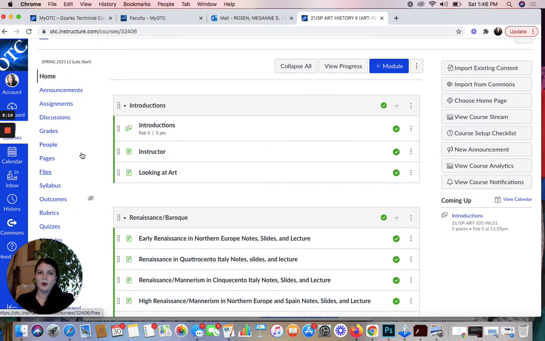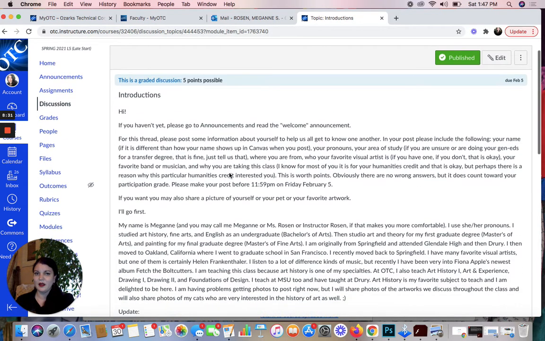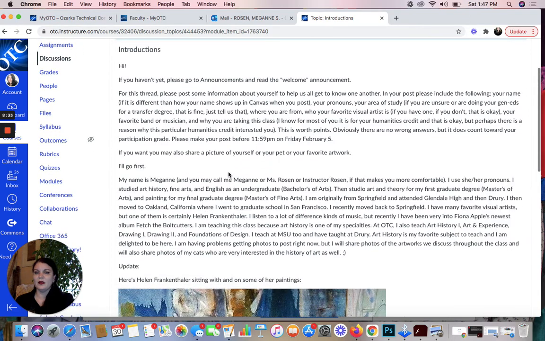Okay. So on the module page, this is how everything in the class basically is going to run. Our first module is introductions, and that's exactly what it sounds like. So you're going to go in here and introduce yourself to the class, and you're just going to tell me and your classmates some information about yourself so that we can get to know each other.